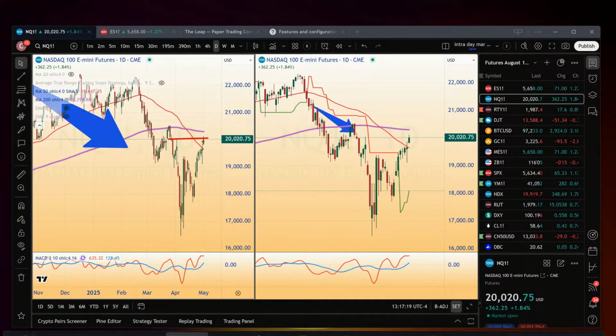And that's what it looks like to me. Just stuck in a zone, a frustrating zone.